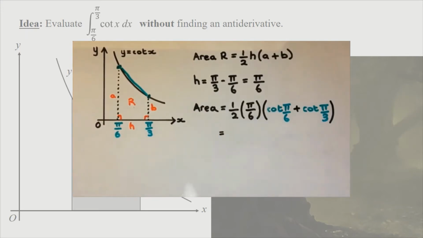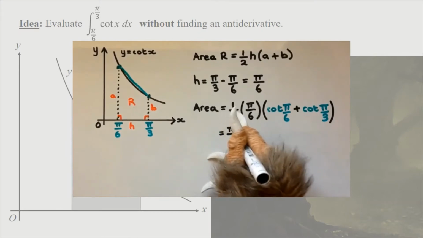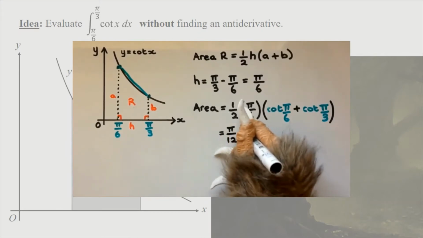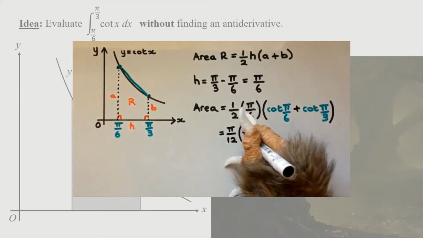So this is going to equal, let's fill this in. Well, half of pi over 6, that's pi over 12. Let's write that in. Okay, and then cotangent of pi over 6. Well, pi over 6, of course, is 30 degrees. The tan of 30 degrees is 1 over root 3. So if we reciprocate that, that's just going to be root 3. But you can do that on your calculator if you're not sure. So this is going to be root 3.